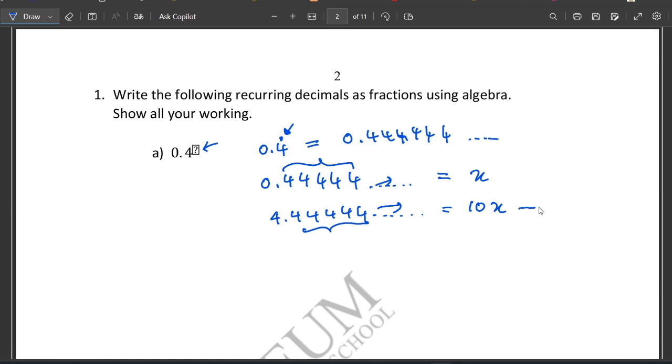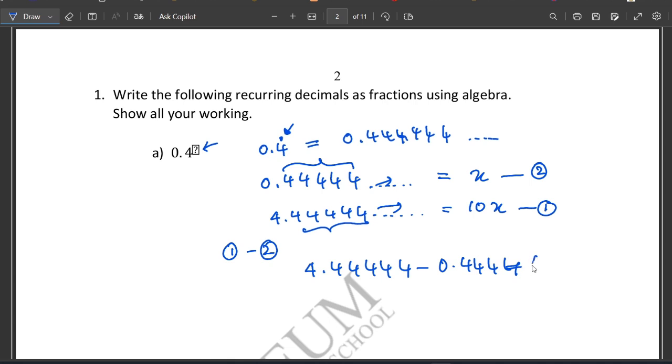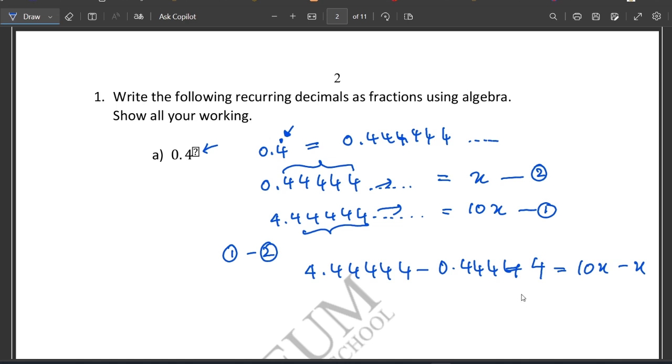So then I take this as 1 and 2. I subtract 1 from 2. Then I have 4.44444 minus 0.4444 and 10x minus x. Then this becomes 4 and 9x. Now I can find x as 4 over 9.